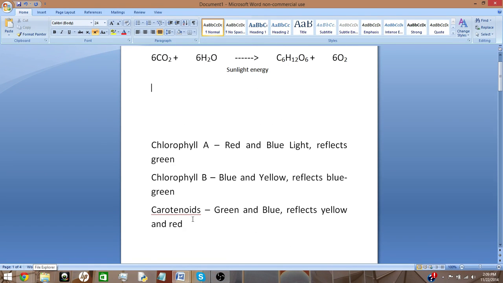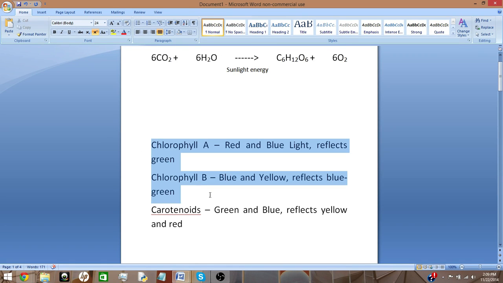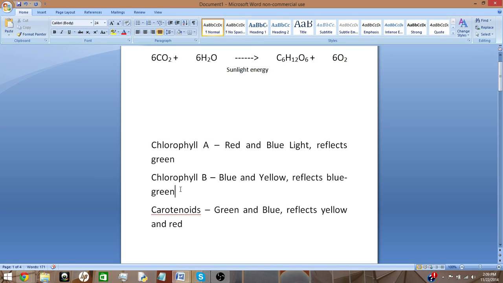In the chloroplast, where photosynthesis happens, chlorophyll A, chlorophyll B, and carotenoids actually collect the energy. These are pigments, and they accept light energy, and their electrons excite, and then the electrons are taken down the electron transport chains. Chlorophyll A is the most used one, and that takes in red and blue light, and it reflects green light, which is why leaves are green. Chlorophyll B takes blue and yellow light in, and it reflects blue-green light. That's also why leaves are green, because chlorophyll B is the second most used pigment.